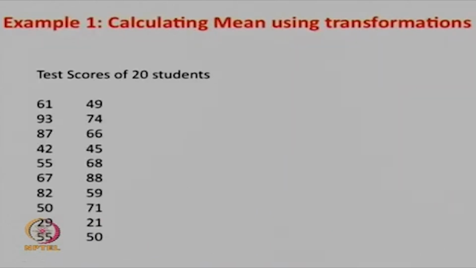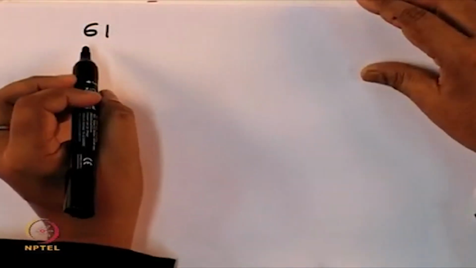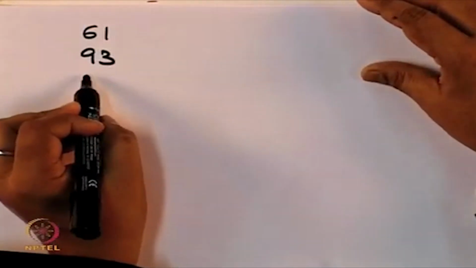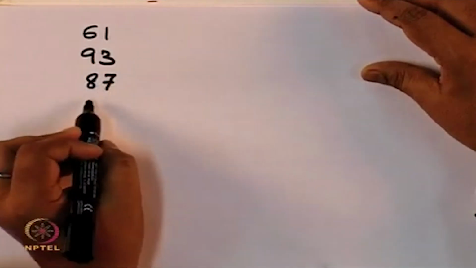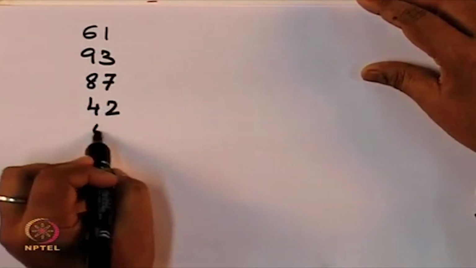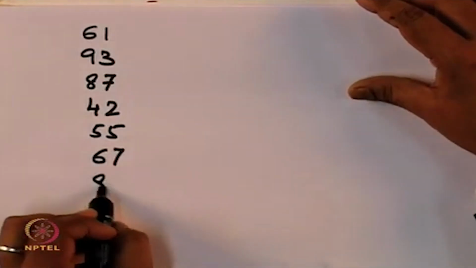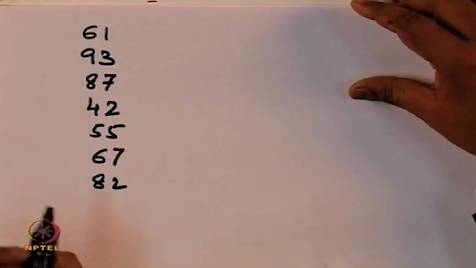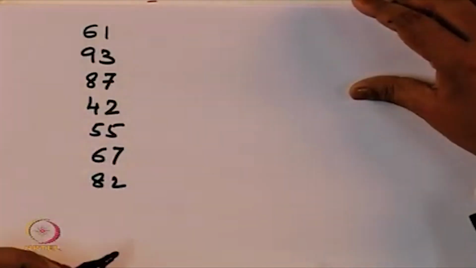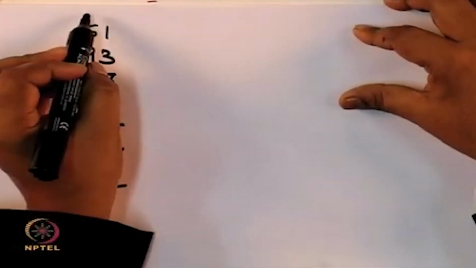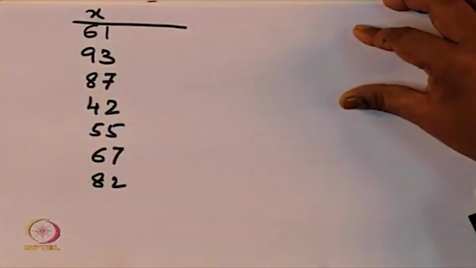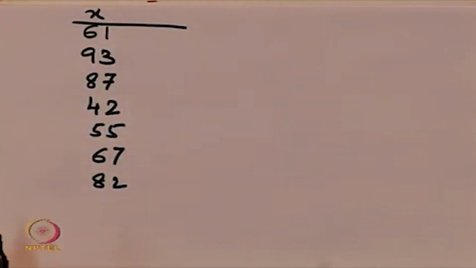So, imagine these are the test scores of the 20 students, right. So, if I write down like this: 61, 93, 87, 42, 55, 67, 82, so on and so forth. Okay. So, I will only take these following numbers. Okay. So, now let us say this is my design variable x. So, I want to find out x bar.